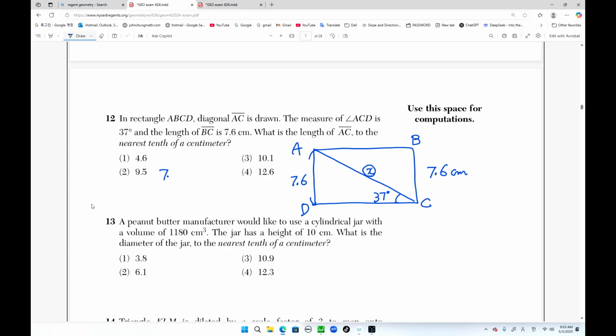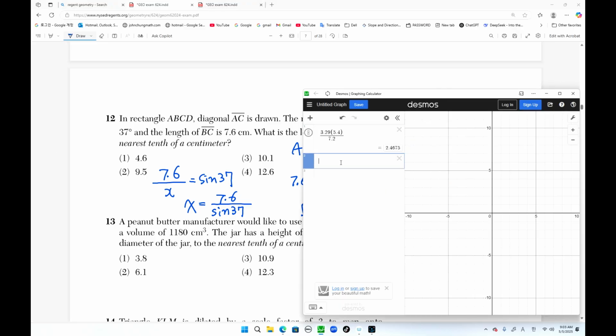Opposite over hypotenuse, that is sine 37, right? So what is x? 7.6 sine 37. Okay, or you can use, after you find this angle, 53, okay? This time it's going to equal cosine, right? Adjacent over hypotenuse, cosine 53. You can use that, okay? And now let's find this one. 7.6 over sine 37, 12.6 here, right? Okay.